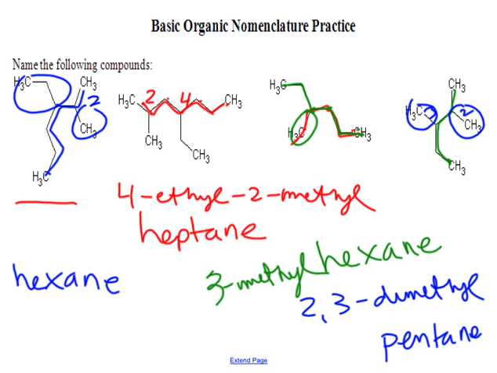We have a methyl on 2 and an ethyl on 3. What do I name it? Yes. 3-ethyl-2-methylhexane. Why do we always put the ethyl before the methyl? Alphabetization.